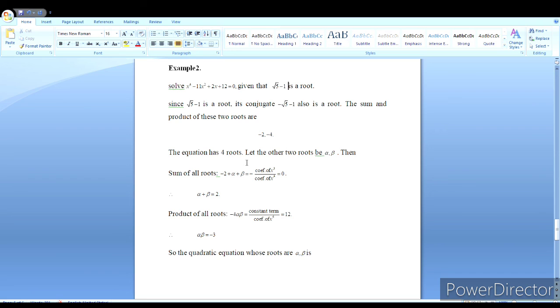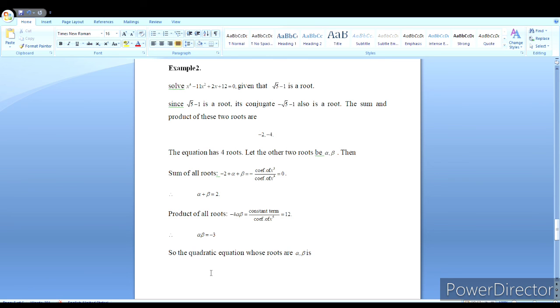The equation has 4 roots, let the other roots be alpha, beta. Then the sum of the roots is minus 2 plus alpha plus beta equal to minus coefficient of x cube by coefficient of x power 4. Here the coefficient of x cube is 0, therefore the sum is 0. That is alpha plus beta equal to 2. For the product of all the roots, minus 4 alpha beta is the constant term divided by the coefficient of x power 4, that is 12 divided by 1, which is 12. That is alpha beta equal to 12 divided by minus 4. Therefore, it is minus 3.